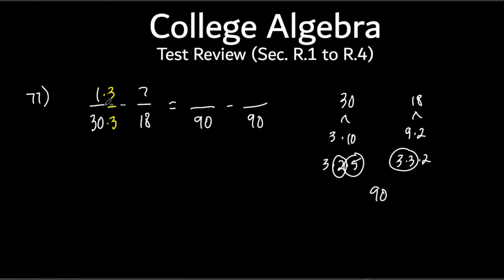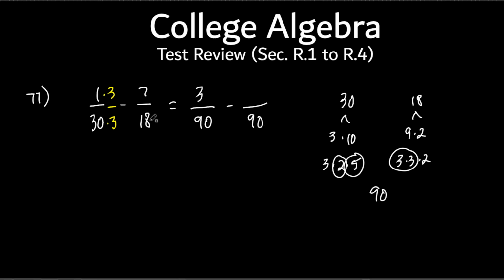So what do I get now when I get 1 times 3 up here? I get a 3 over 90. So 3 over 90 is the same as 1 over 30. Would you agree? Sure. And we're doing this because the only way we can add or subtract fractions is if we find a common denominator. And that's what we have to do right here.